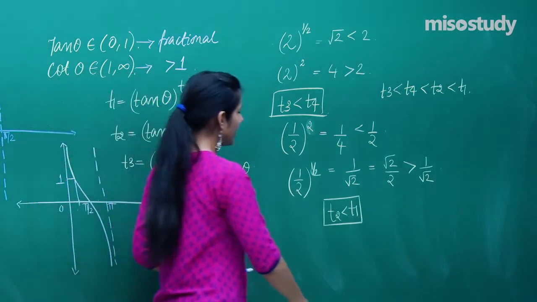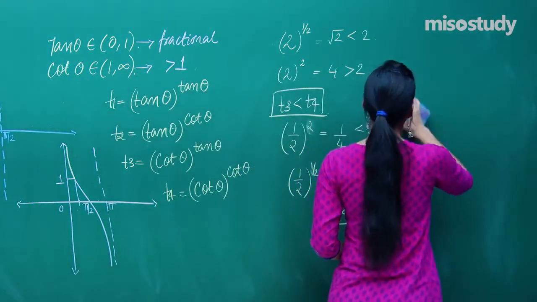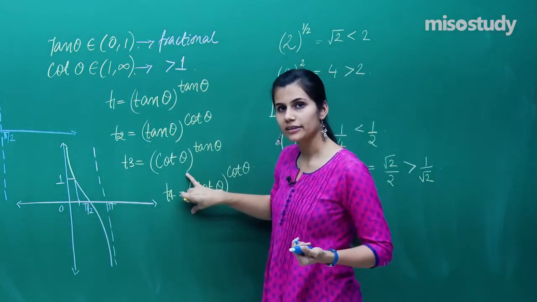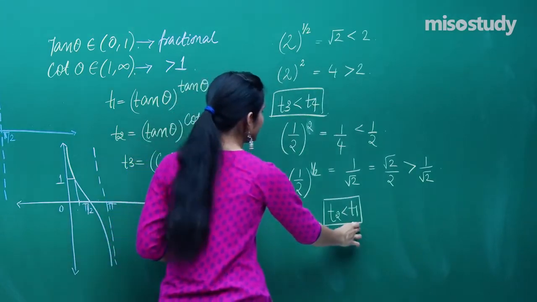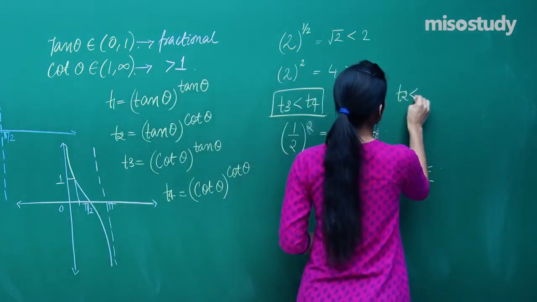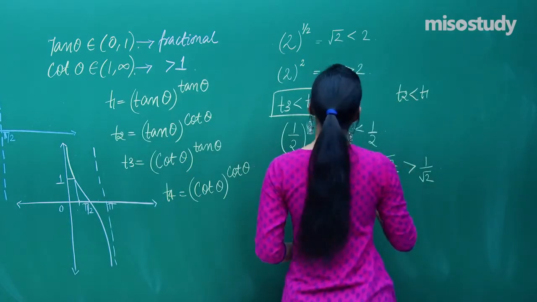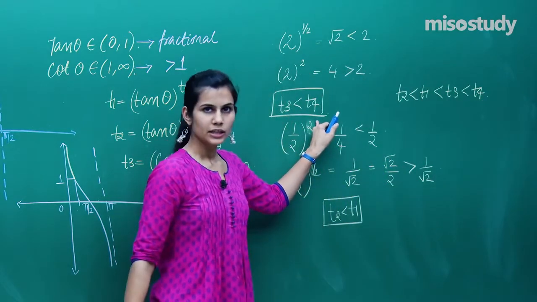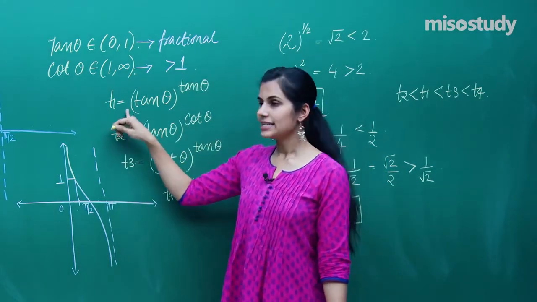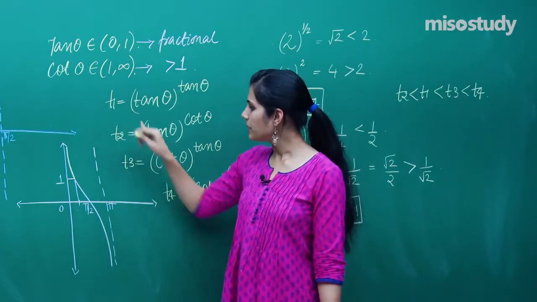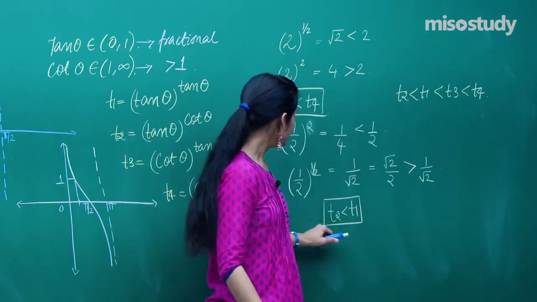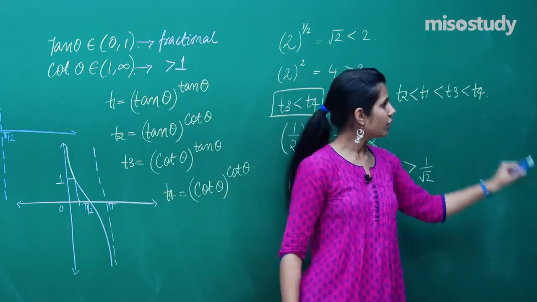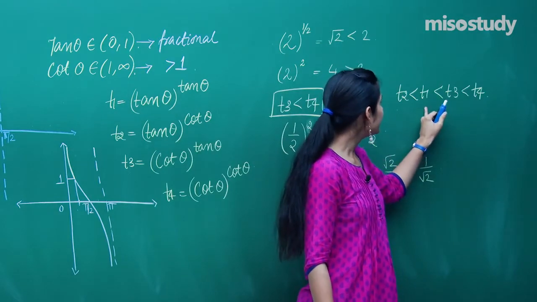No. I cannot write it like this. T2 and T1 are representing fractional values and T3 and T4 are representing base as greater than 1. So you have T2 less than T1, T1 is less than T3, which is less than T4. Fine. T2 is less than T1, fine. Both of them are less than T3 and T4, but because T3 is less than T4, therefore T2 less than T1, less than T3, less than T4, or T4 greater than T3, greater than T1, greater than T2.